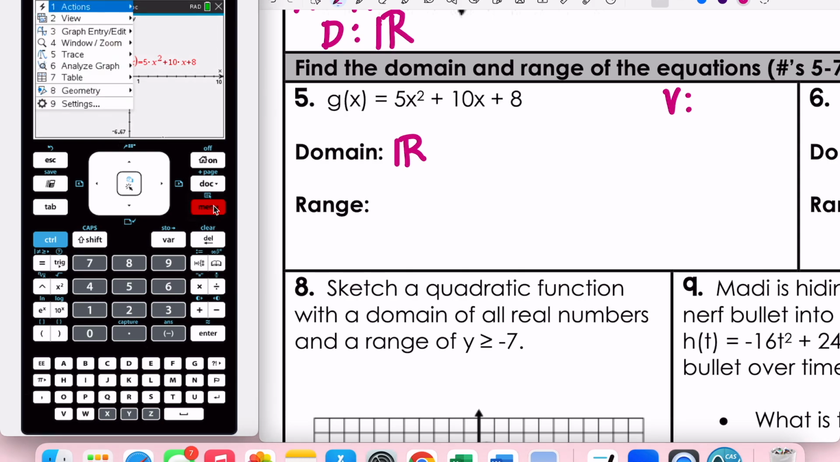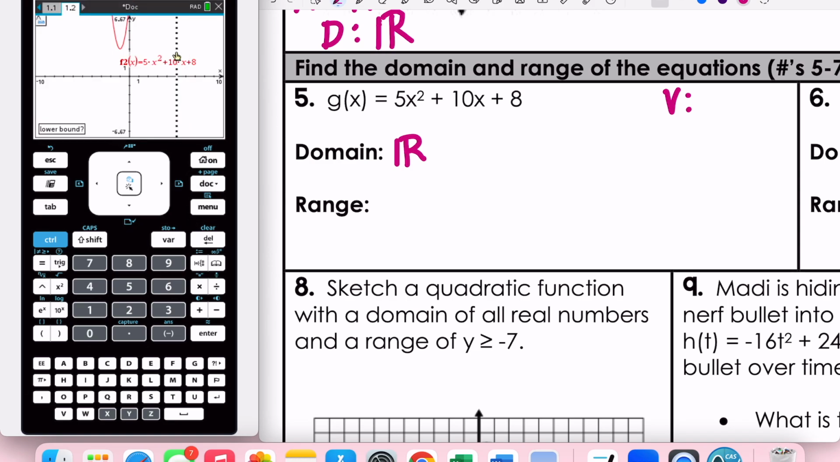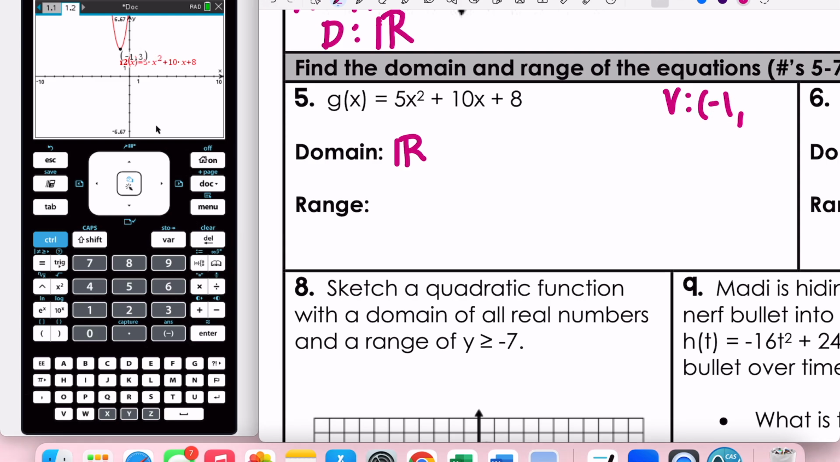So here, I'm going to go ahead and press menu. I'm going to press 6 to analyze graph, and I'm going to press 2 for minimum. I'm going to move my dashed line on the left side of my vertex. I'm going to press enter, and then I'm going to scroll over. Here, I see that my vertex is at -1, 3. So, to determine your range, again, your range are your y values.